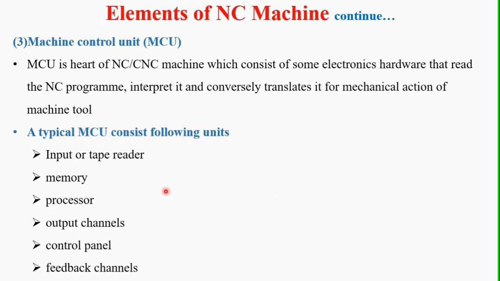A typical MCU consists of the following units. We can see here an input or tape reader is required in this NC. Then it should have some memory and a processor to process this program into mechanical operations. Then output channels are required. A control panel is required to control the various operations of this machine. Then a feedback channel is required, so that whenever feedback is needed, it can be obtained from the machines.